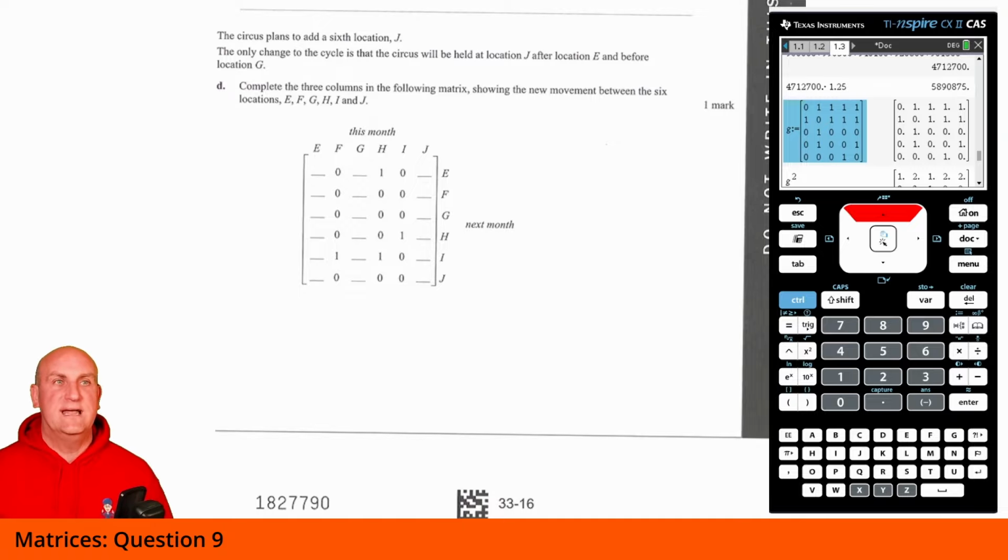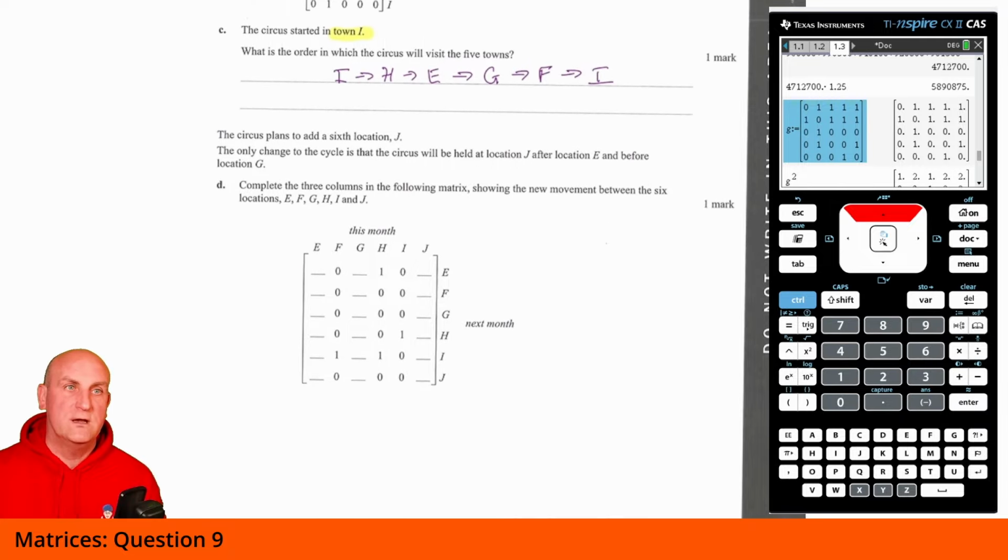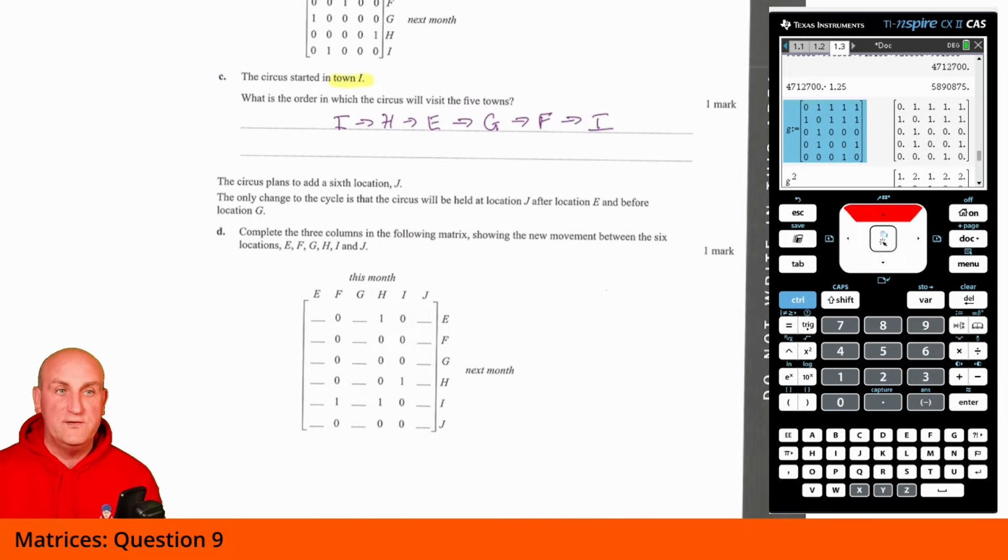The circus plans to add a 6th location, J. The only change to the cycle is that the circus will be held at location J after E and before G. So after E and before G. So that's where J is going to be. So we're going to go I, H, E, J, G, F, and back to I. All right, so now all we've got to do is complete the 3 columns in the following matrix showing the new movement between the 6 locations.